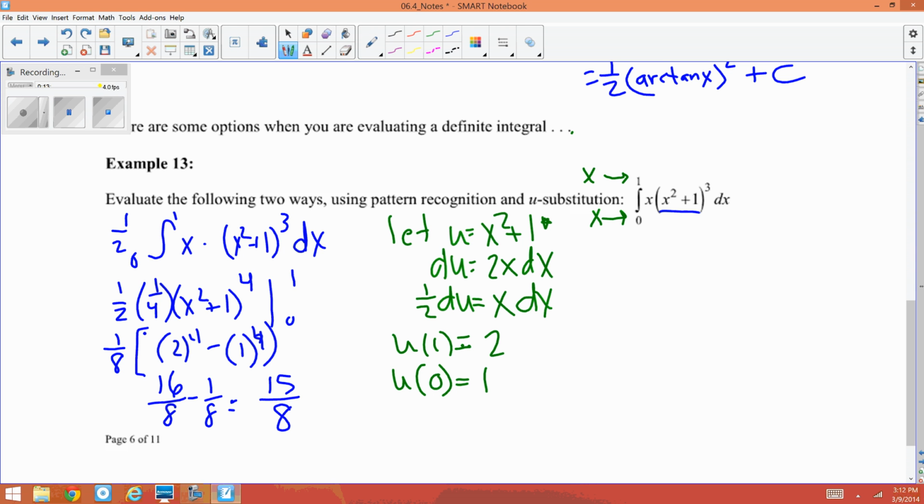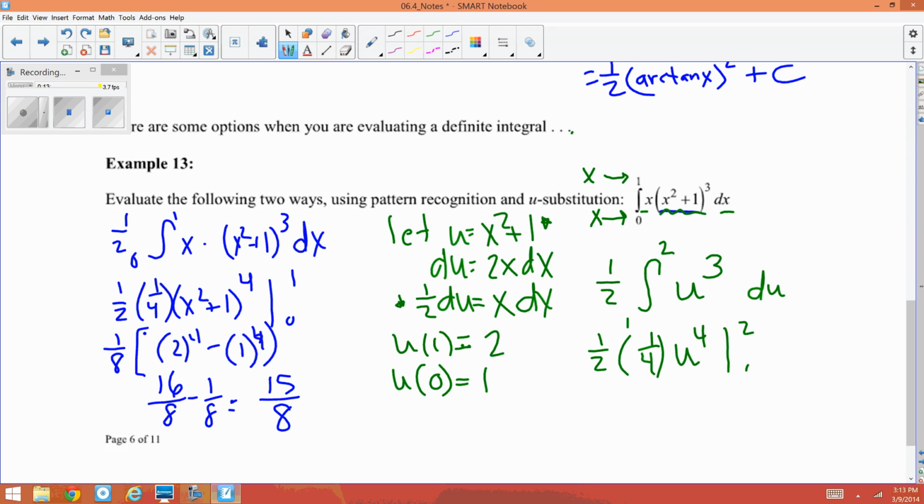So I'm going to rewrite this integral. I'm going to pull this 1/2 to the front. So 1/2 the integral from 1 to 2 of, I don't have to write x dx anymore, I got that covered with a du. I don't have to write this cubed anymore because that's just u cubed. Now it's just evaluating 1/2 times u to the 4th, add 1 to the power, divide by the new power, evaluated from 1 to 2. So I have 1/8 times 2 to the 4th minus 1 to the 4th, and we get the same number of 15 eighths.